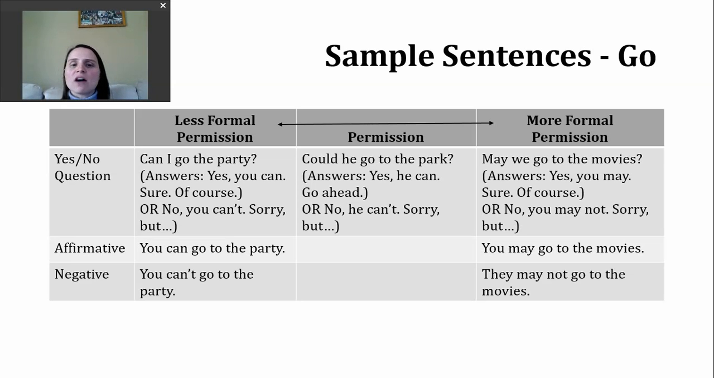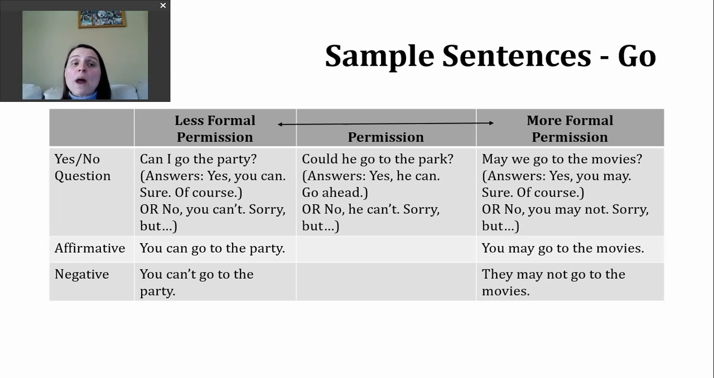You could say, sure, of course, go ahead. Or if you do not want to give permission, you would say, no, you may not. Or you could say, sorry, but. And I have some other examples of affirmative and negative statements using the more formal permission. So you may go to the movies, or they may not go to the movies. Just different ways to say this.